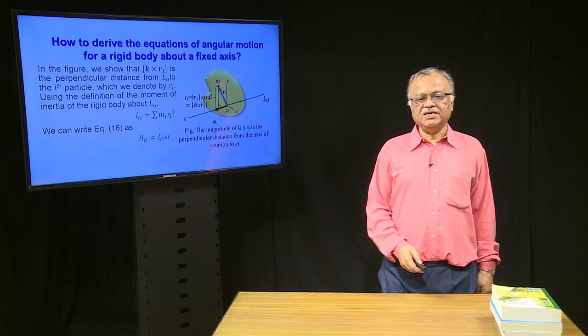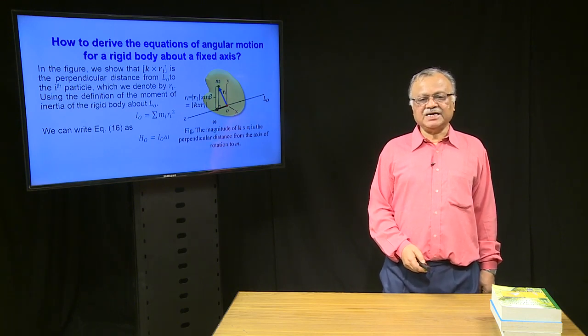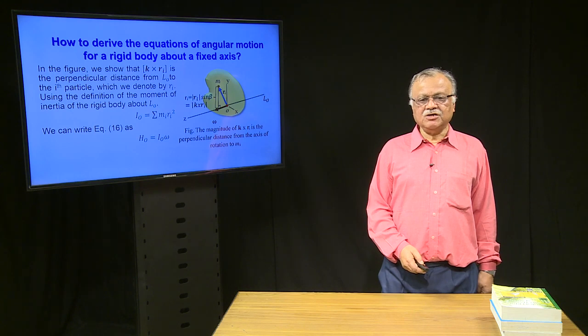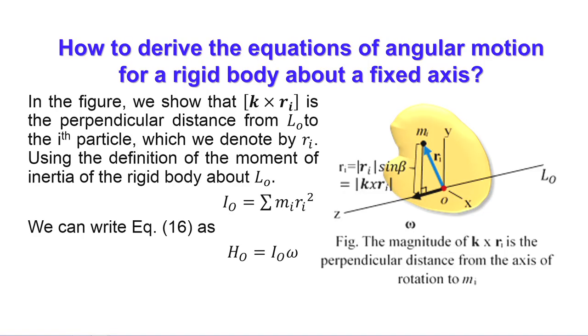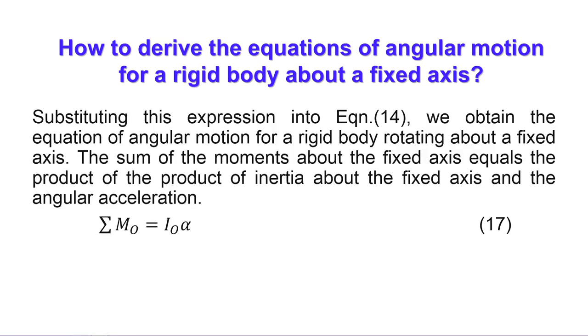With this value we can find the moment of inertia I_0 equals the sum over each particle of m_i r_i squared. So H_0 becomes I_0 omega, where I_0 is the moment of inertia and omega is the angular velocity. This is the angular momentum. Now, if we want to find the angular motion of a rigid body about a fixed axis, we can use this relation. Ultimately we get M_0 equals I_0 alpha.